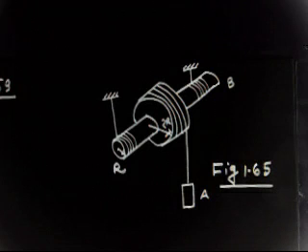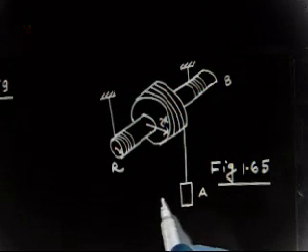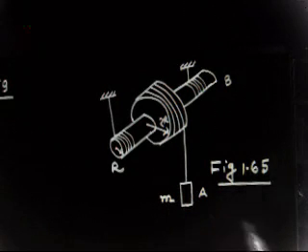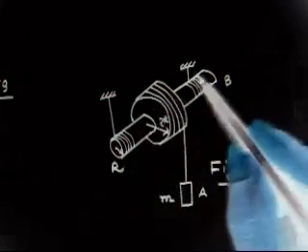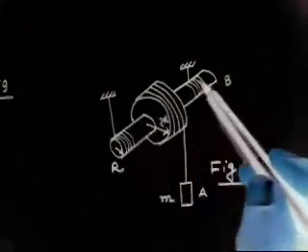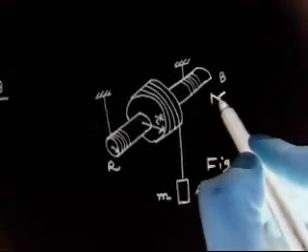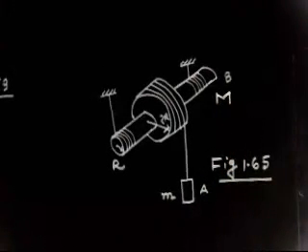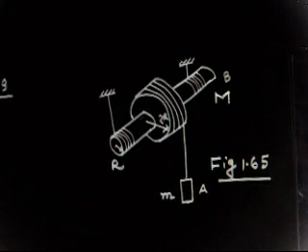Let me read the question. In the arrangement shown in figure 1.65, bob A possesses mass m. So this has a mass m. And pulley B possesses mass capital M. So this plus this is basically one system. He is calling this a pulley. So this has mass capital M.